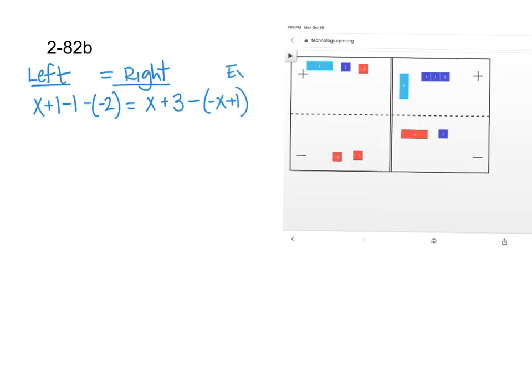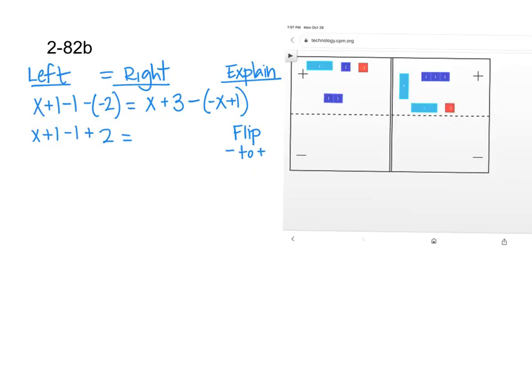Now I want to simplify my equation. The first thing that I like to do is to flip the tiles from the negative region to the positive region. Remember, when we do that, we must change the sign on the tile. So now on the left-hand side of the equation, I have x plus 1 minus 1 plus 2. Now I'm going to flip my tiles on the right side. And now I am left with x plus 3 plus x minus 1.